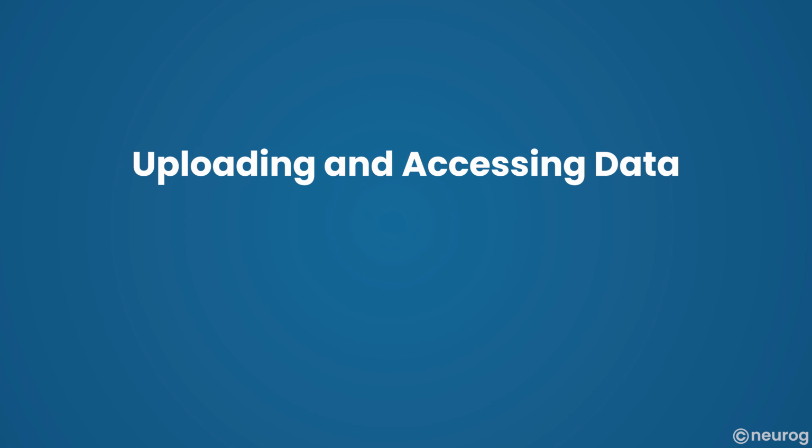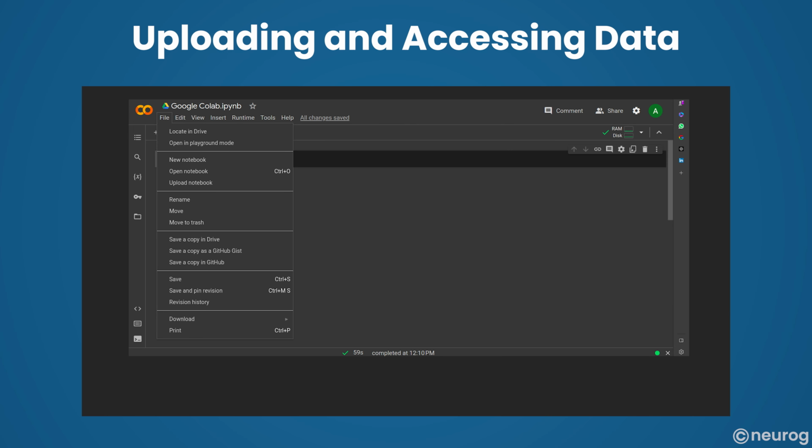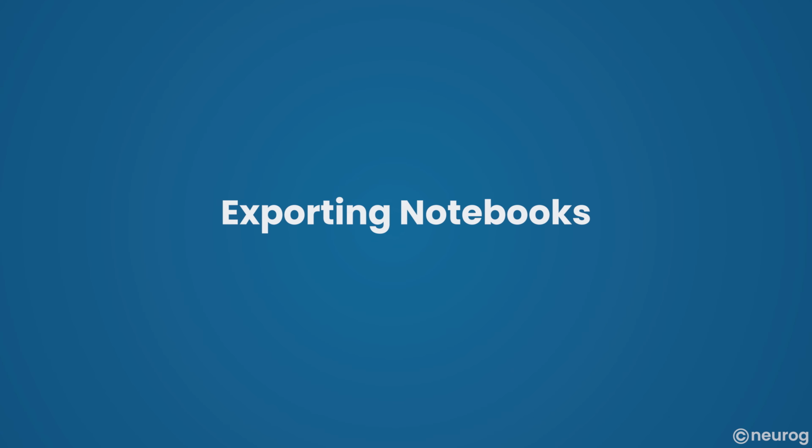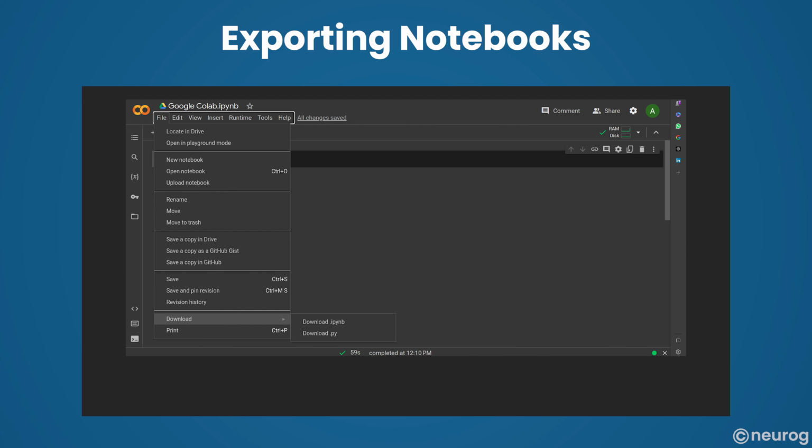You can easily upload data files to Google Colab and access them in your code. Use the Files tab on the left to upload and manage data files. Once uploaded, you can read and manipulate them in your code. You can export your Colab notebooks in various formats. Go to File, go to Download to export your notebook in your preferred format.